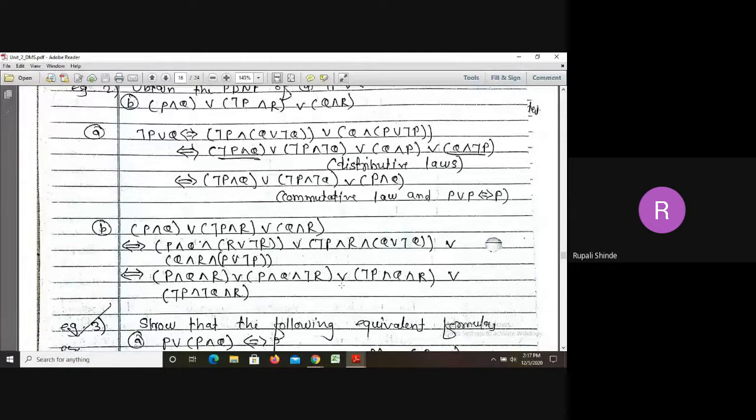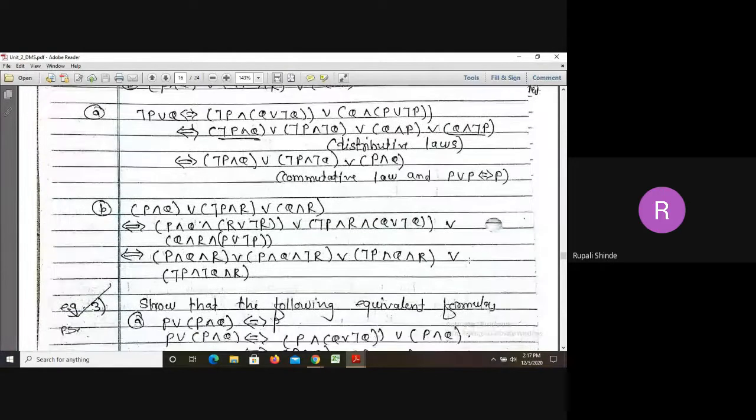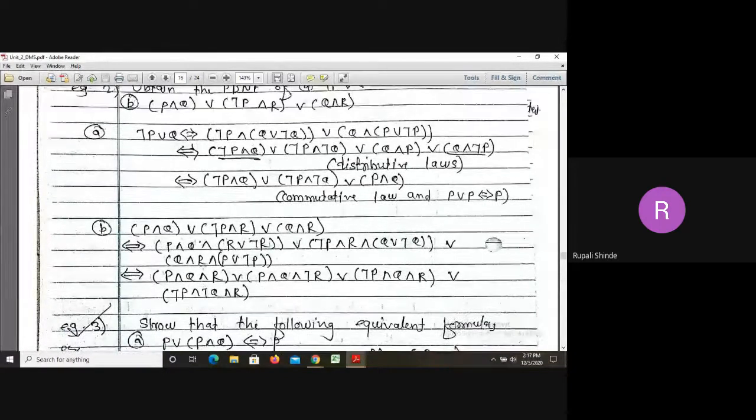So again that term is taken. So two terms are repeated, and we will get only the final four terms as the answer. Again check here whether every bracket contains all the variables, that is P, Q, R, and whether the or is outside the bracket and the and is inside the bracket. So we can say that this is the correct form of PDNF.